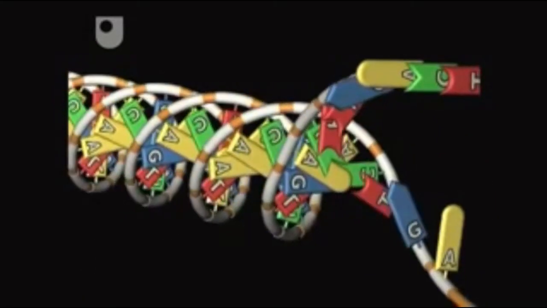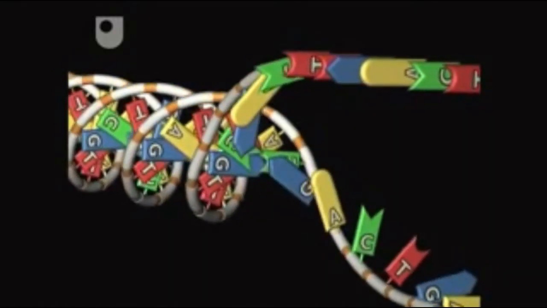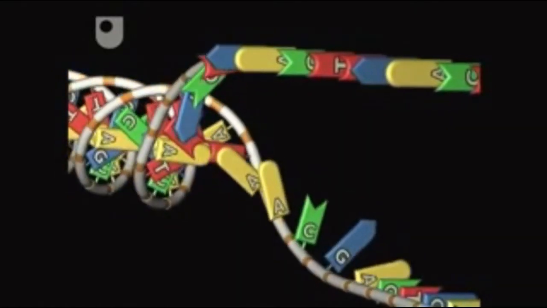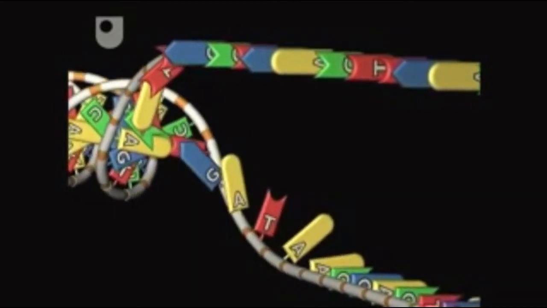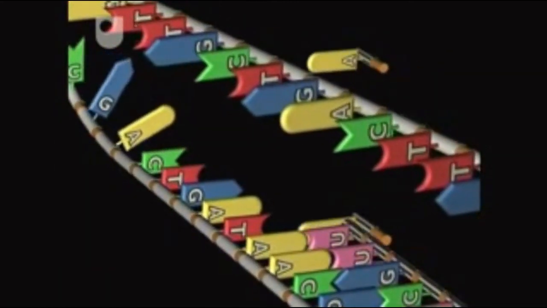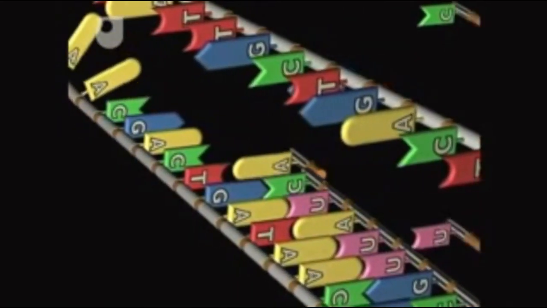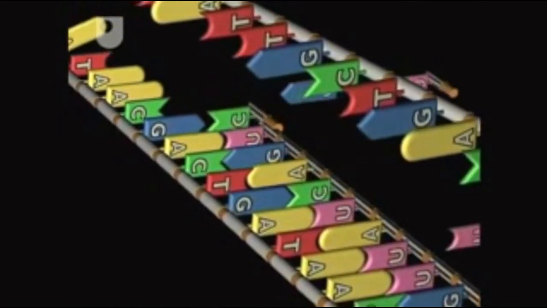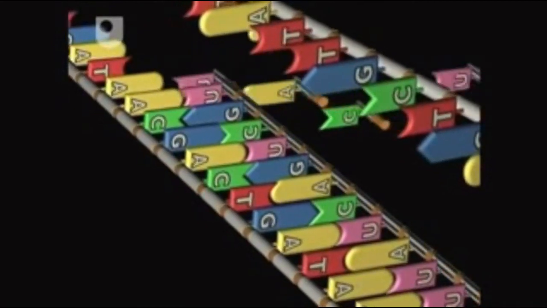When transcription starts, a small section of DNA is unwound. One of the two unwound strands acts as a template for making the message. The messenger RNA is built up, one nucleotide at a time, according to the familiar base pairing rules.